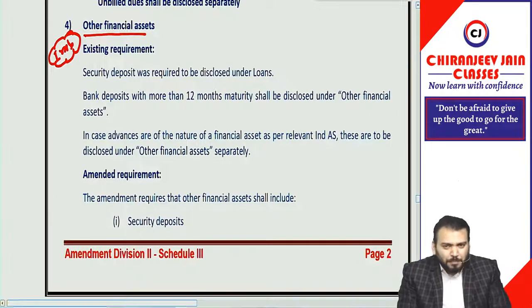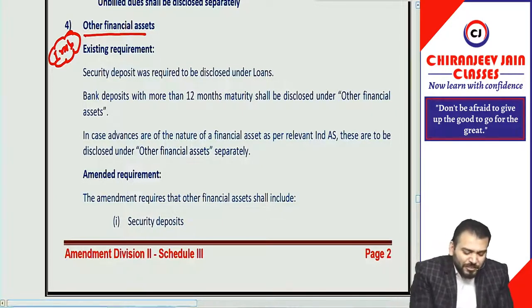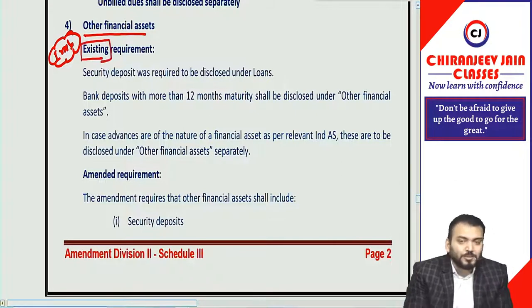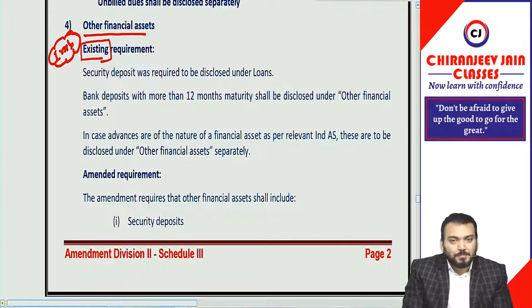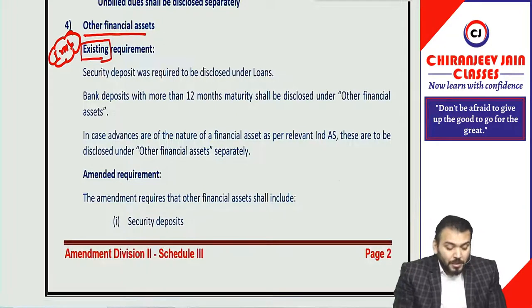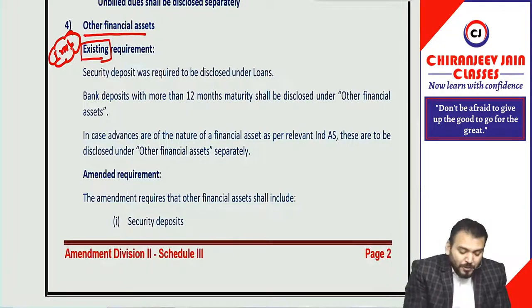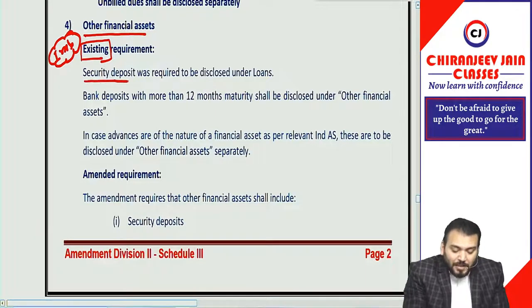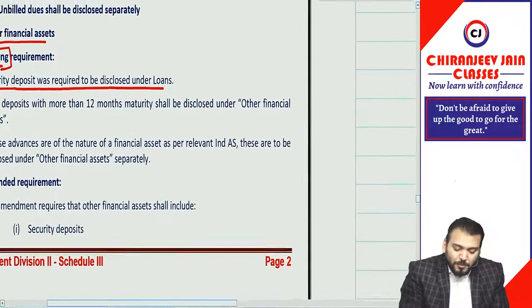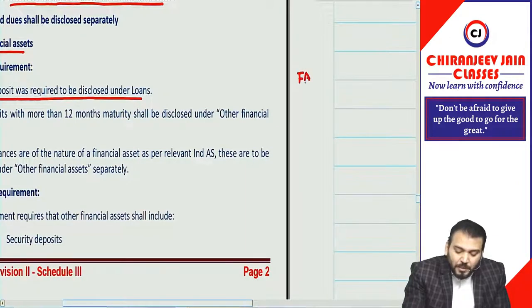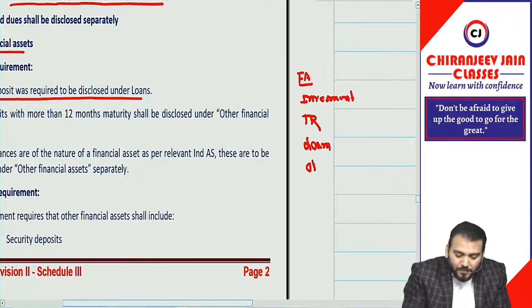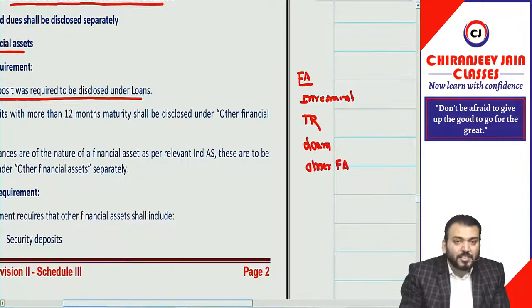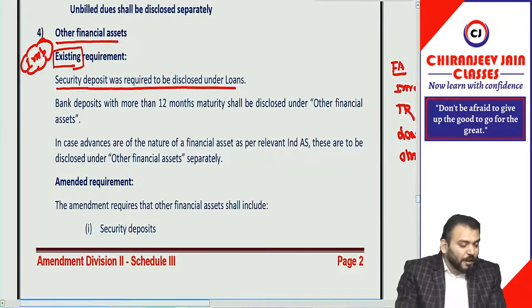Then other financial asset, this is also one important amendment which is important from the examination point of view. Now, as per the previous requirement, I should not say existing requirement, because when I say existing, you will be confused. So as per the previous requirement, we used to disclose security deposit under the head loan. If you remember, under financial asset, we used to write investment, then trade receivable, then loan, and then other financial asset.